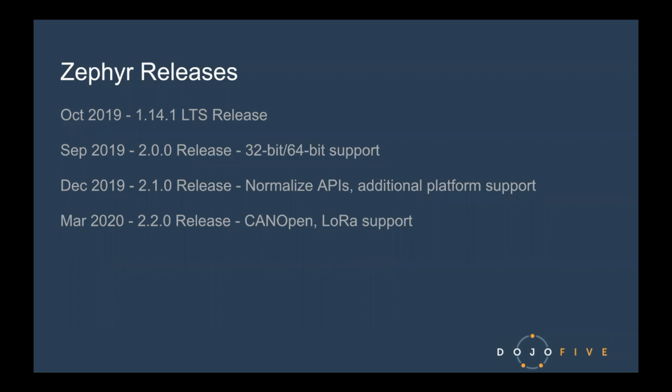And then they started their 2.0 release. That's when they added 32-bit and 64-bit support, or really added 64-bit support. 2.10 was about normalizing APIs and adding some additional platforms. And then 2.20, they added CANopen and LoRa, among some other things. And you can see that their cadence is pretty fast. It's about a 3 or 4 month cadence. So they're trying to move pretty quickly.